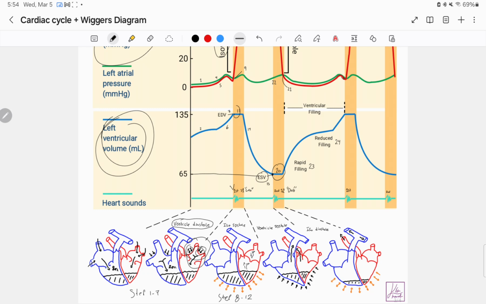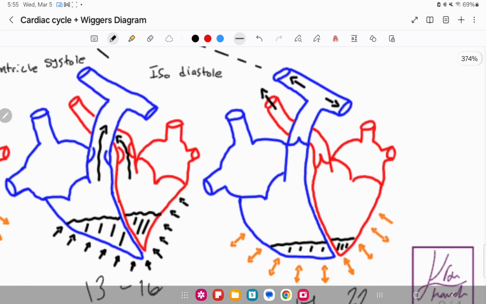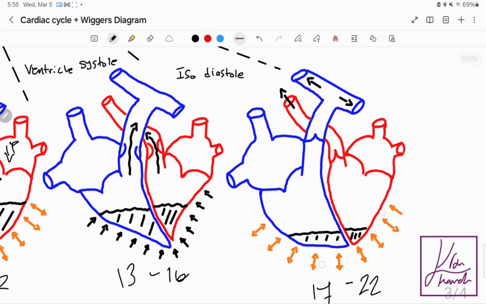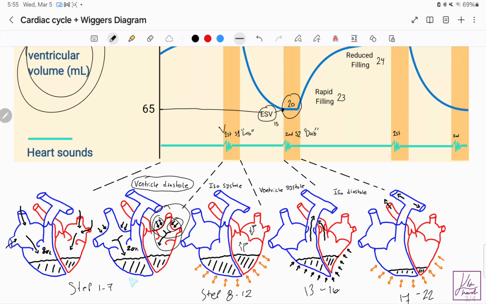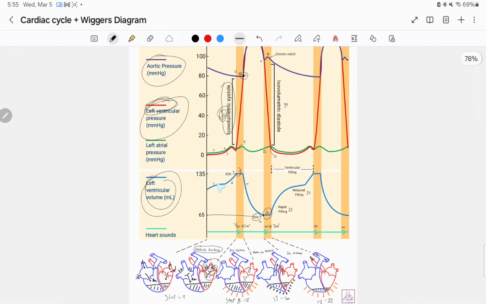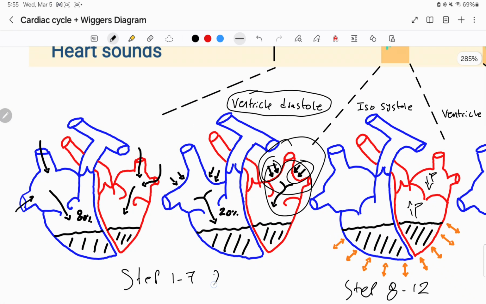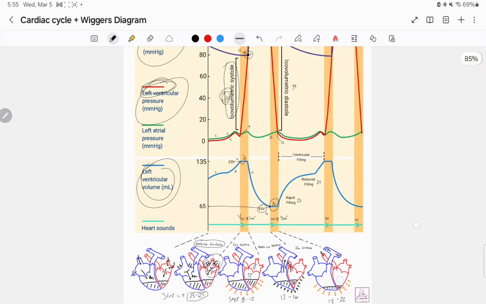And then the ventricular systole phase, guys. The ventricular systole was steps 13 all the way to 16. And then the isovolumetric ventricular diastole was 17 to 22. And technically, guys, if you want to include the rapid and reduced filling, we can actually add on to the ventricular diastole phase because, remember, we started the video off at this portion, not this portion. So we can say that steps number 23 to 25 are also included in the ventricular diastole phase, okay?